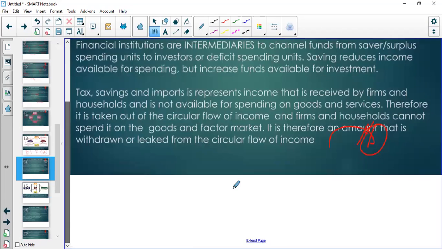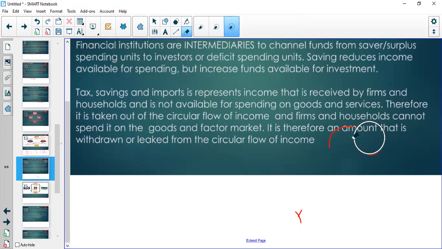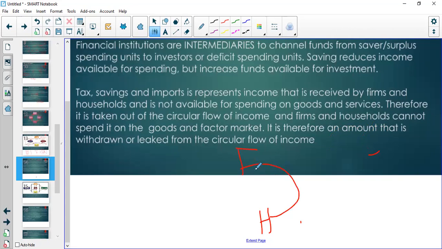Right. So, for example, you have income. These are firms. What am I doing here? I can't even draw. All right. So these are firms, and these are households. So the money goes to the firms and the money goes to the households. And this is the factor market. This is the goods market.